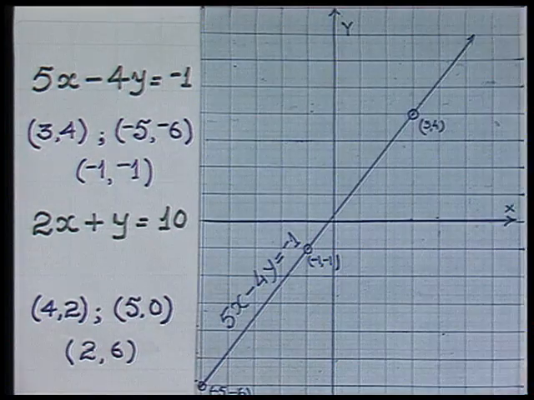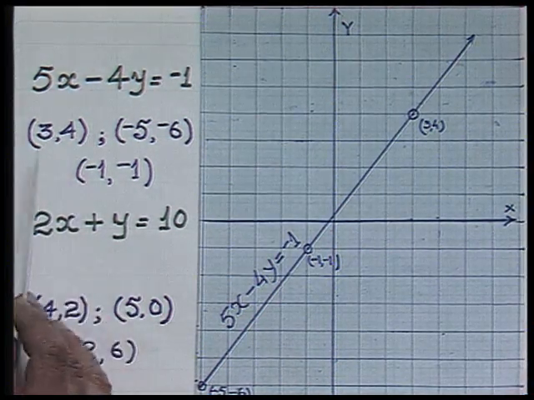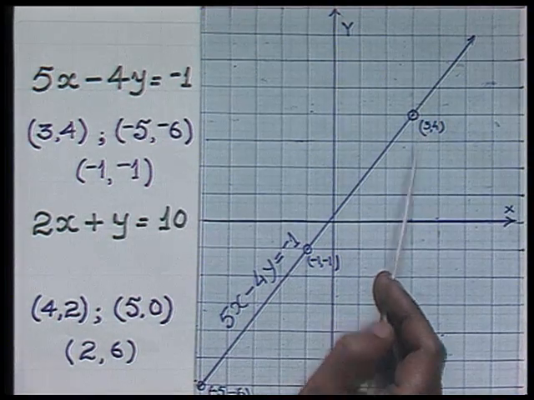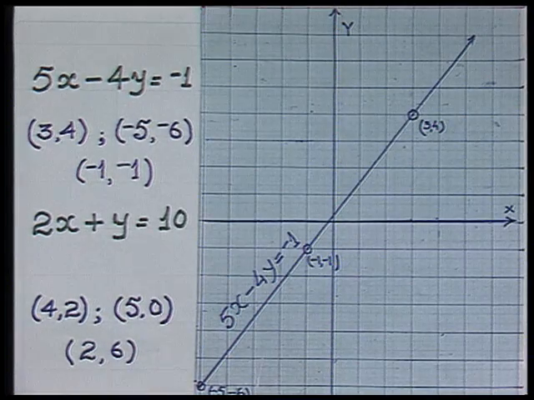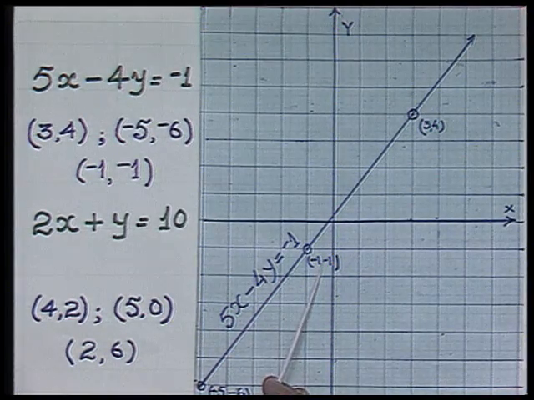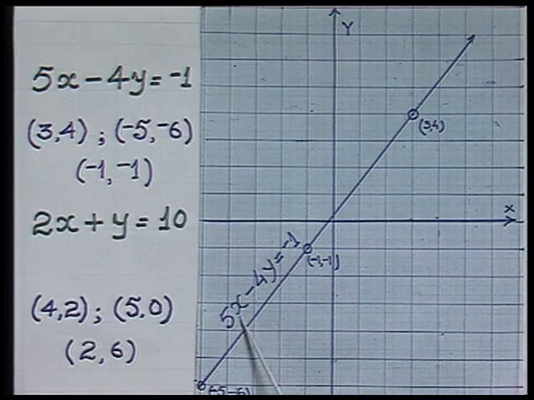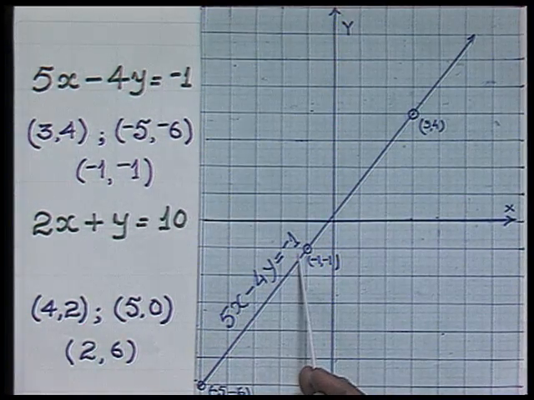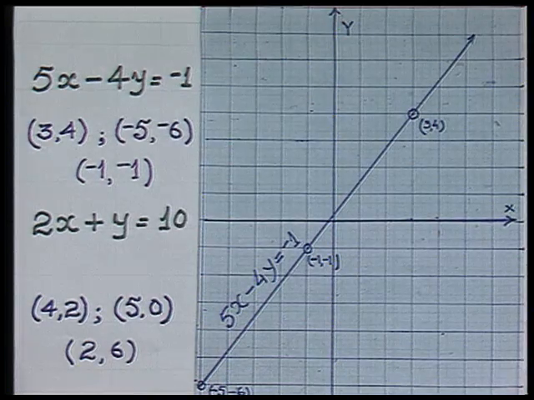Now the first line, for the first equation, the points have already been plotted: (3, 4), (-5, -6), and another point is (-1, -1), and this is the straight line which is representing the equation 5x minus 4y equals -1. Now let's plot the graph for the other equation, that is 2x plus y equals 10.